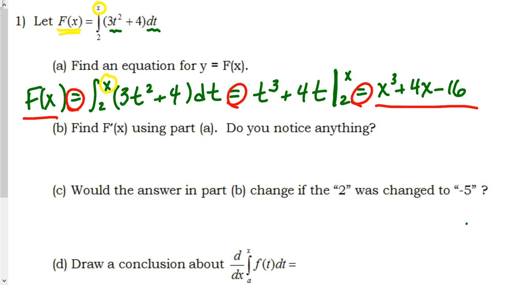The next part says find capital F prime using part A. So my eyes are going to be looking here. Capital F of x is this. So now if I need to find capital F prime, I'm going to have my eyes look here.